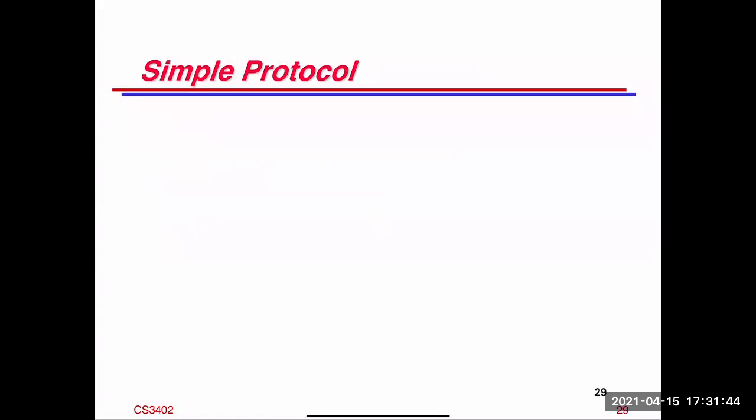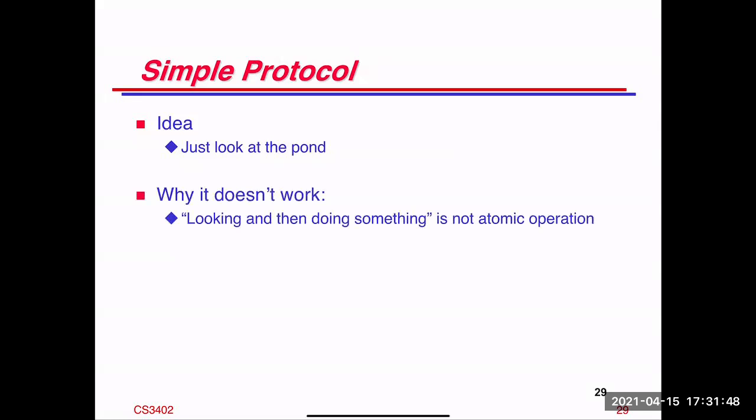So let's come up with a simple protocol. Well, just look at the pond, right? Why it doesn't work is that looking and then doing something is not an atomic operation. In fact, that's exactly what we did in that simple naive implementation of the locking function. We were testing a Boolean and then doing something by writing to that Boolean. If that's not an atomic operation, then this simple protocol to just check whether the other pet is in the pond before you let your own pet go into the pond won't work.